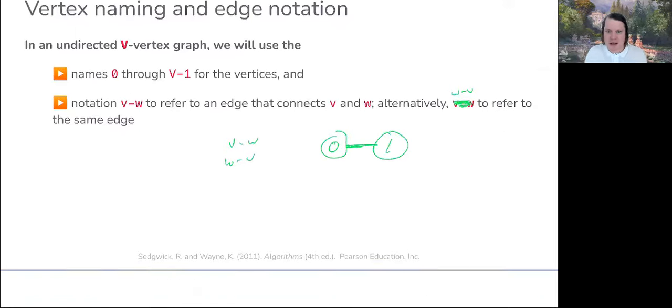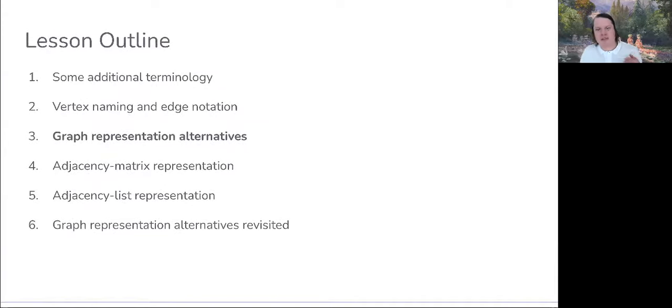With that ado, let's go ahead and continue on to some different ways to represent graphs. We'll then focus in on the adjacency matrix representation, adjacency list representation, and then we'll provide some parting comparisons and contrasting of those two representations before we close out.